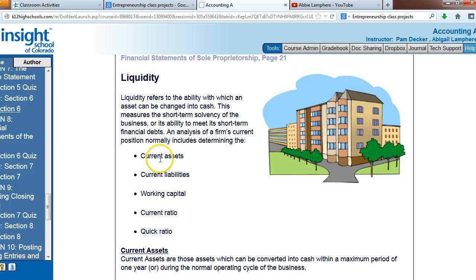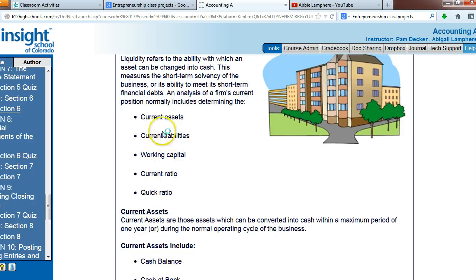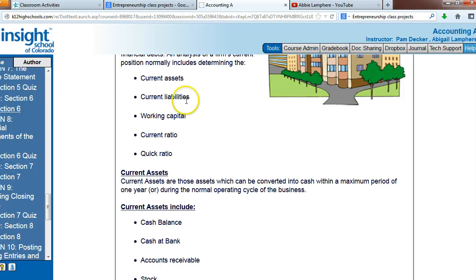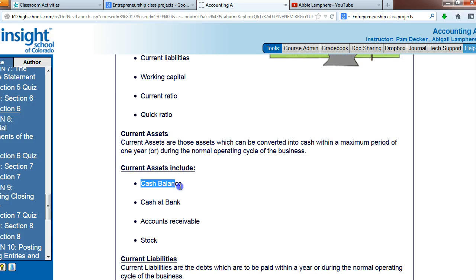We need to figure out our current assets and current liabilities in order to find the firm's current position. There are different definitions for each of these. Current assets are those assets which can be converted into cash within a maximum period of 1 year. Current assets would be cash in bank, because that's already cash, so we know we can get that into cash within a year. Our cash balance, cash in bank, accounts receivable, which is money that people owe us, and also the stock of our business. Those are assets that can be converted into cash within a maximum of a year.